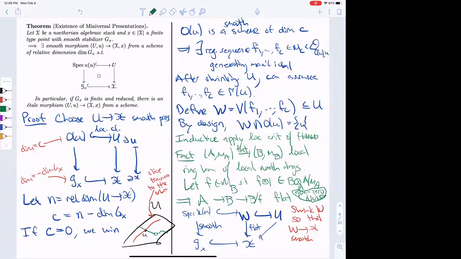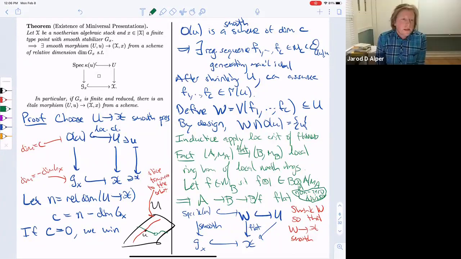Also, how do you know that the dimension of GX is exactly minus the dimension of the stabilizer? Yeah, that's a good question. I think in my notes, I've left that as an exercise. In the one case, I proved the existence of a residual gerbe last time, where you have a stack of finite type over a field, and then you have a rational point of it. So there the residual gerbe is B of the stabilizer. In that case, it's clear that the dimension is minus the dimension of the stabilizer.